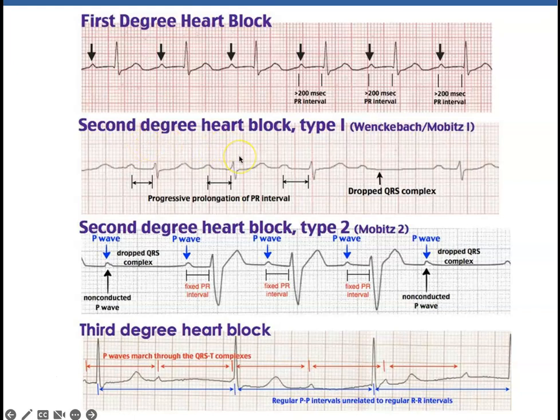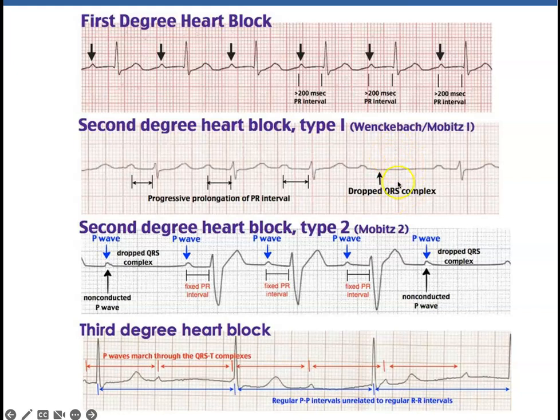Then we have what's called the second degree block type 1, and this is where you have an increasing distance, so it progressively gets longer between the P and the R. So here is your first one, and then you're going to your next beat. Now it got longer, now it got longer, and then what happens is you drop a QRS. You get your P, but it drops off the QRS, so it never conducted down to the ventricles.